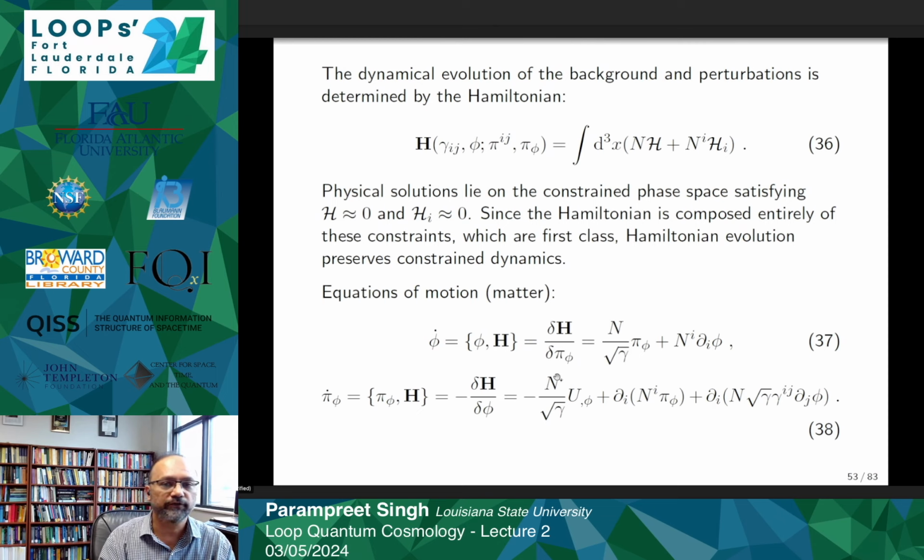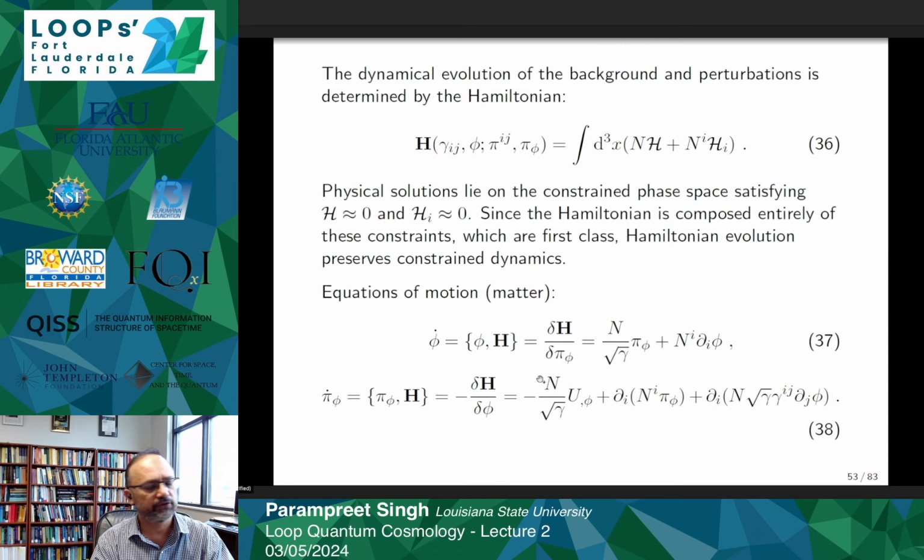The dynamical evolution of the background and perturbations is determined by this Hamiltonian, which depends on gamma_ij and phi as the configuration variables, and pi^ij and pi_phi, given as the integral d^3x of the lapse times the Hamiltonian constraint, plus the shift times the spatial diffeomorphism constraint. The physical solutions lie on the constraint phase space, which satisfies H equal to 0 and H_i equal to 0. And since the Hamiltonian is composed completely of these constraints, which are first class, the Hamiltonian evolution preserves constraint dynamics.